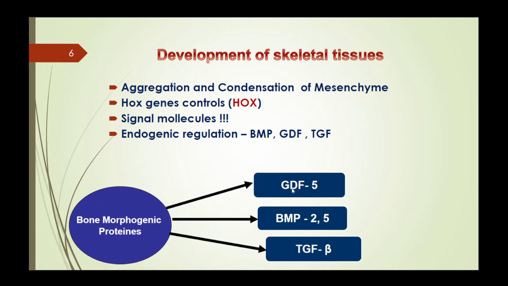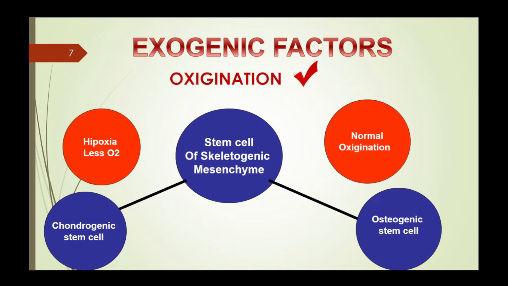like growth factors: transforming growth factor beta, and glial differentiation factor GDF5. So these factors, GDF5, bone morphogenetic proteins, and transforming growth factor beta, actively participate in the regulation of differentiation of mesenchyme into the skeletal tissues.